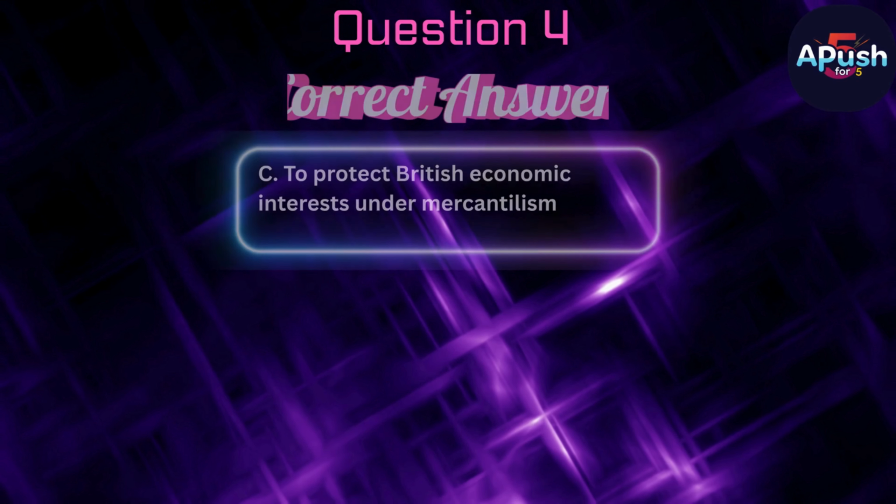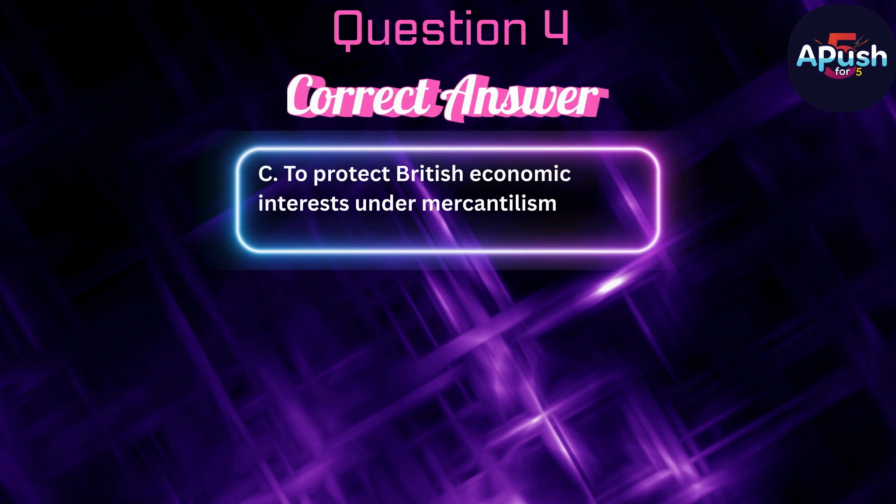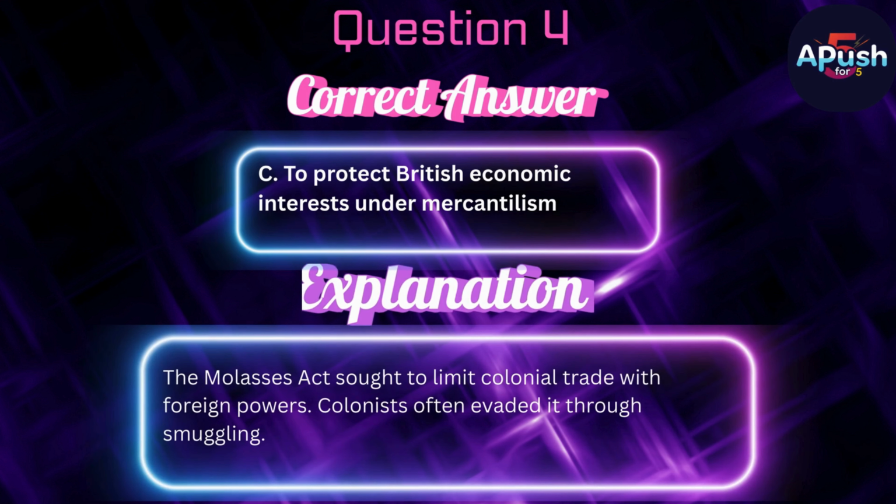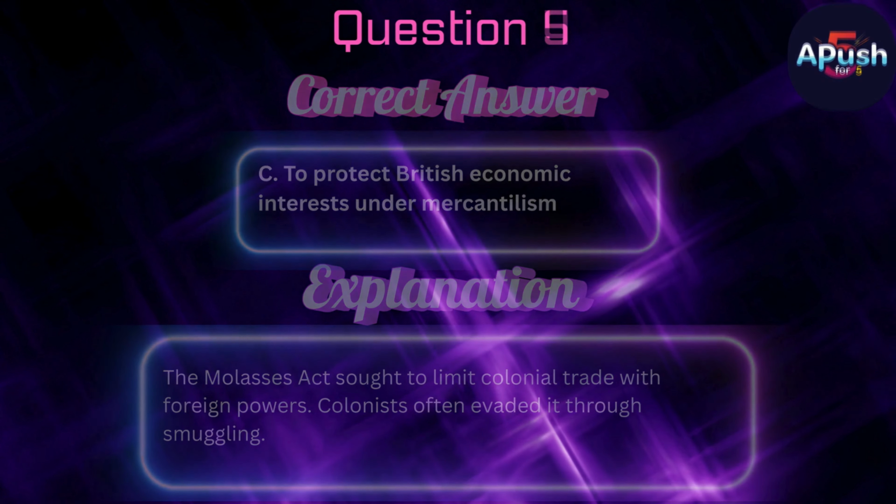The correct answer is C. To protect British economic interests under mercantilism. The Molasses Act sought to limit colonial trade with foreign powers. Colonists often evaded it through smuggling.